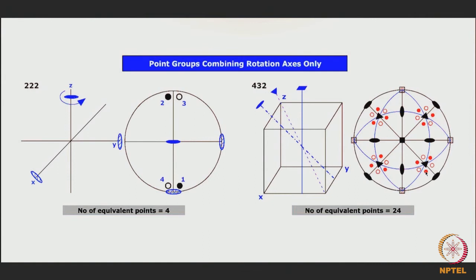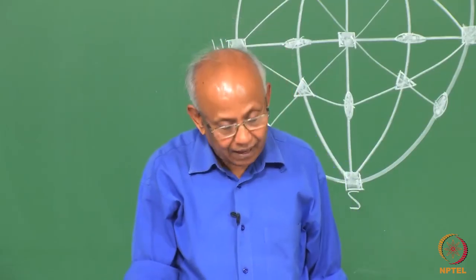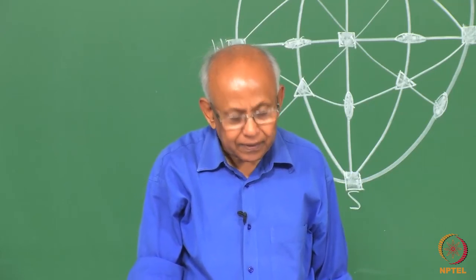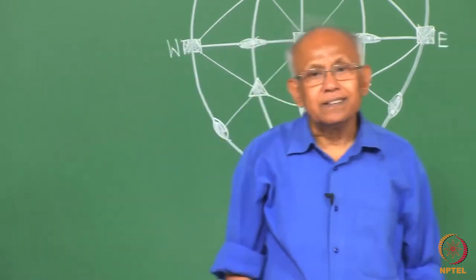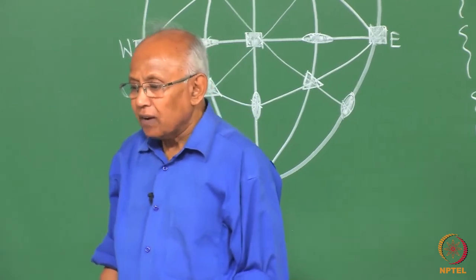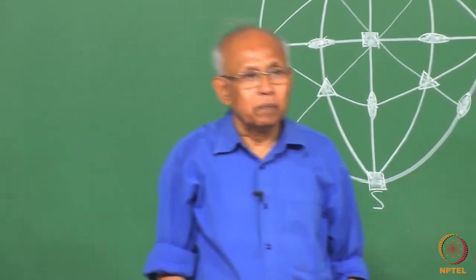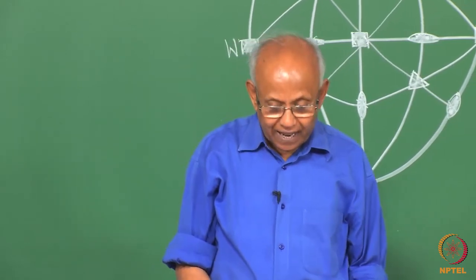exist here in this point group, and as a result we will have a total number of 24 equivalent points produced, 6 around here, another 6 around here, another 6 around here, another 6 around here. Out of 24, 12 are at one level, the other 12 are at a different level. In this way, we can describe all the 32 point groups, and also can find out what should be the number of equivalent points in every case.